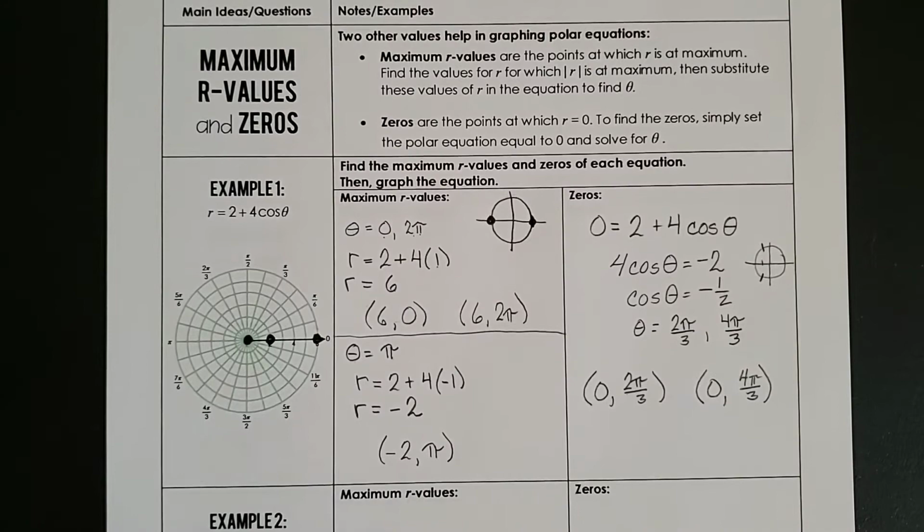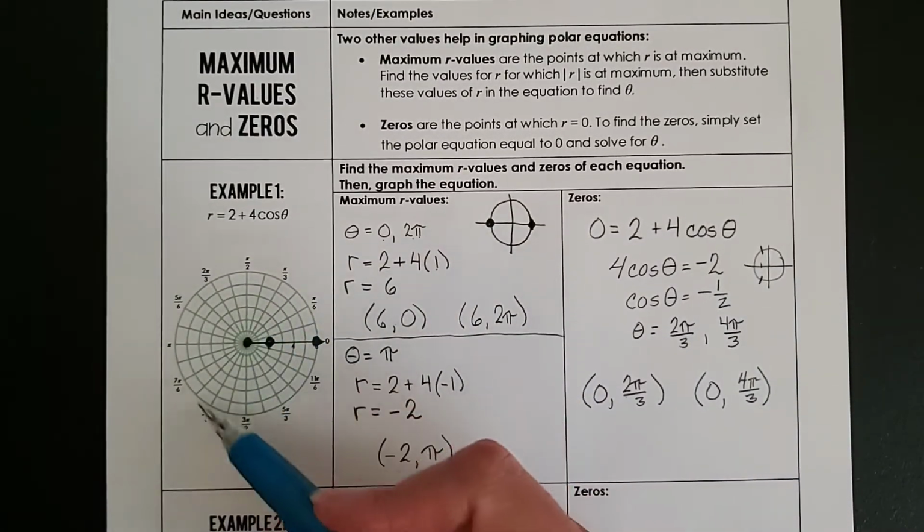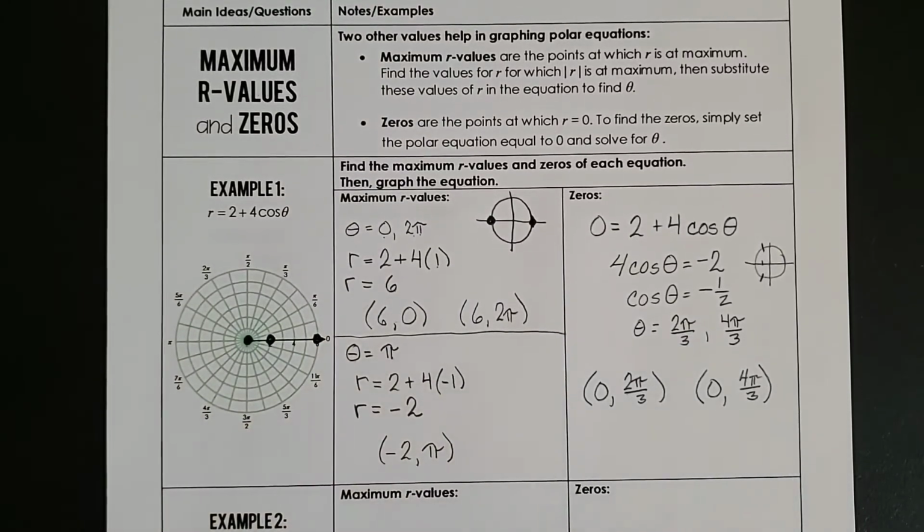So to find the rest of this curve, we could put into play our symmetry tests, and that would be helpful too, to know, are we dealing with symmetry across pi over 2, or are we dealing with it across the polar axis or pole symmetry? But we're going to hold off on that.